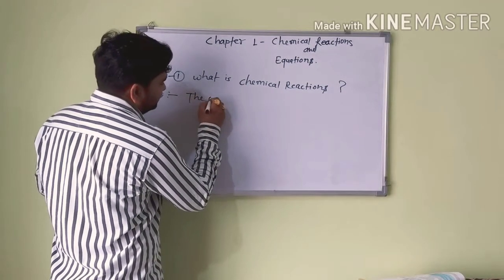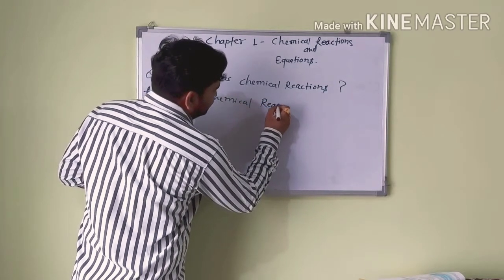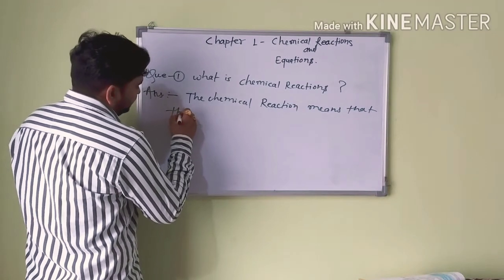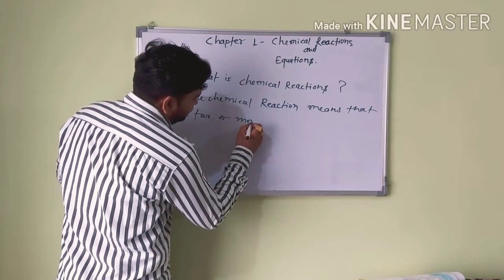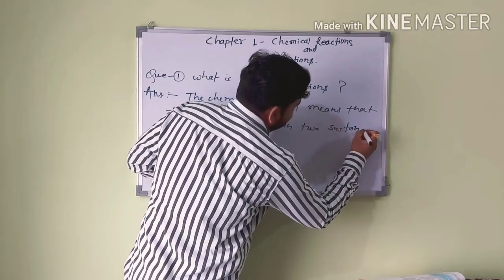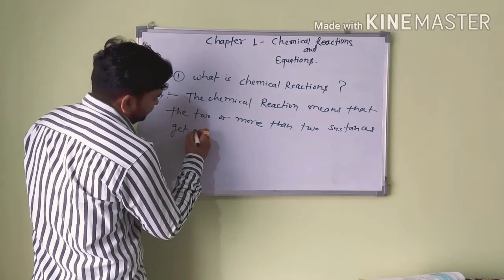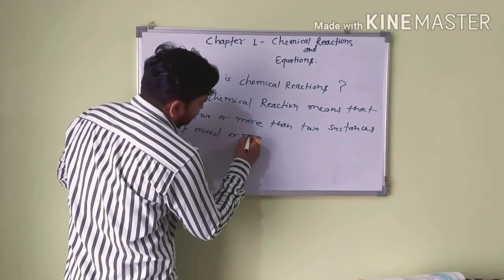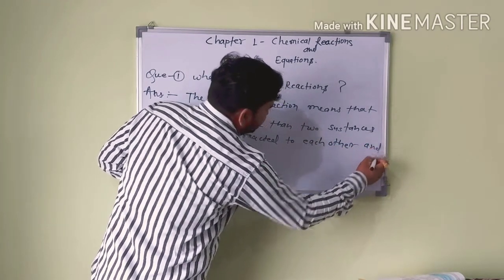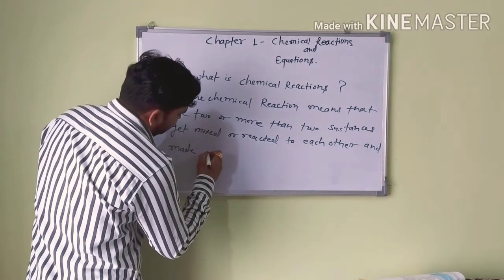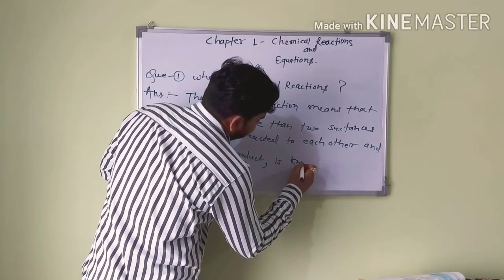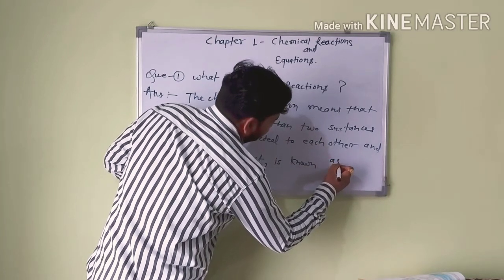The chemical reaction means that two or more than two substances get mixed or reacted to each other and make a new product, is known as chemical reaction.